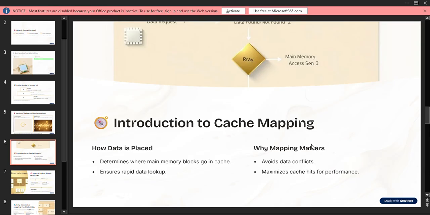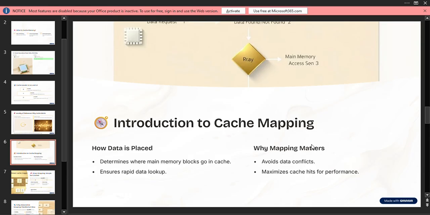Why does mapping matter? Cache mapping is important because it helps the CPU quickly find where the data is stored in cache. The method used affects how fast and efficiently the cache works.